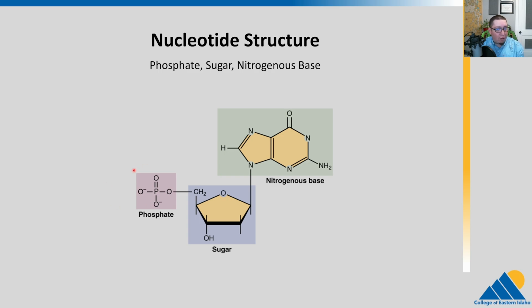We have the phosphate, and we could have up to 3 phosphates. We've talked about ATP previously. ATP is indeed a nucleotide. We have the sugar part. This could be ribose in RNA or deoxyribose in DNA. Then we have the nitrogenous base. This is what's going to be the different letters that are in there, the information containing part of a nucleotide.